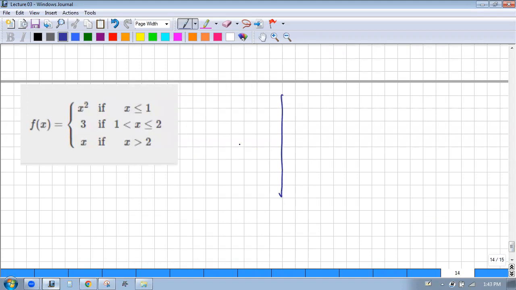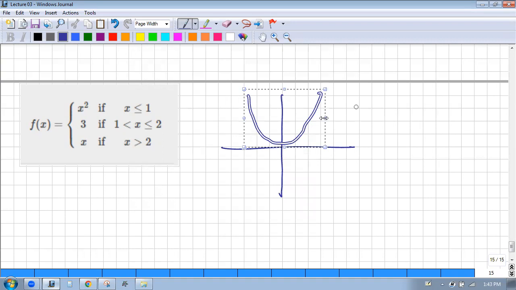They say f of x is x squared. X squared looks like this, kind of. Looks like that, right? But they say it's only that for x less than 1. So, okay, here's 1. Maybe I should make these green. There we go. It's x squared for less than 1, but it says less than or equal to 1, so I better fill this in solid.